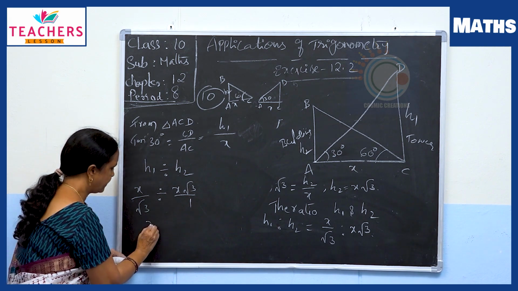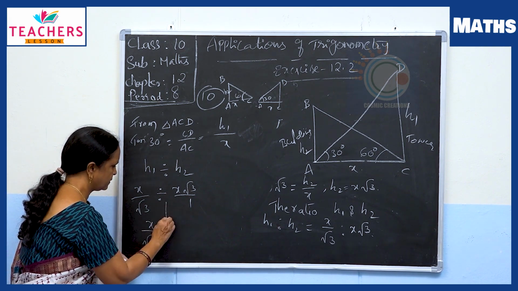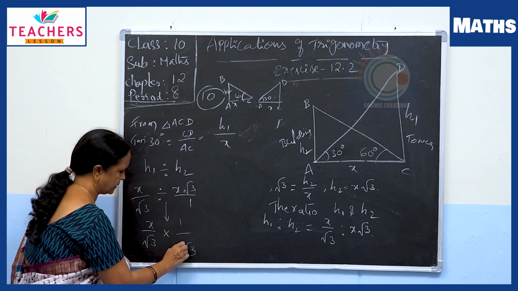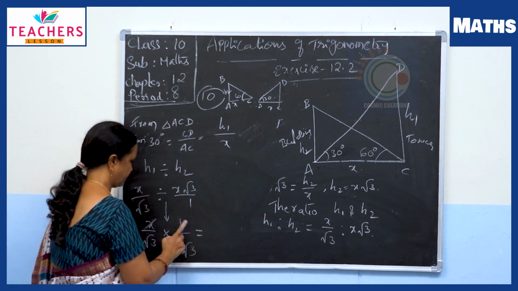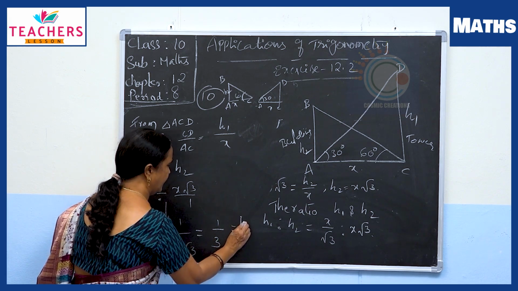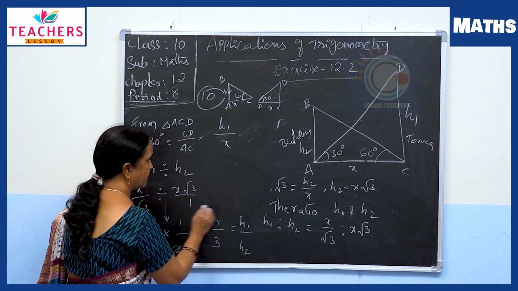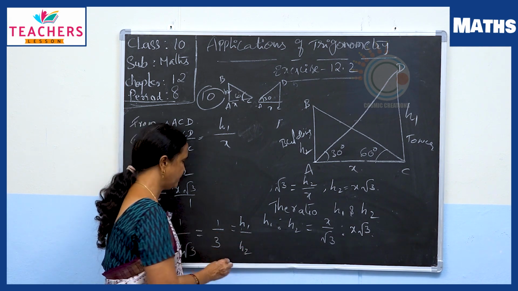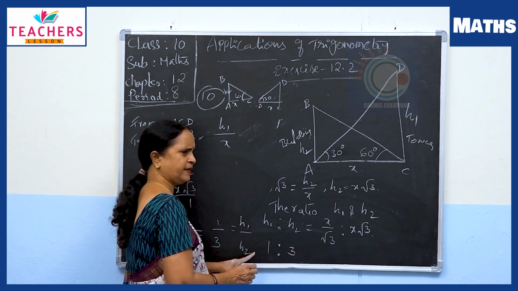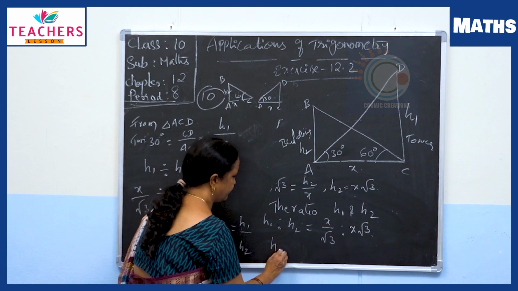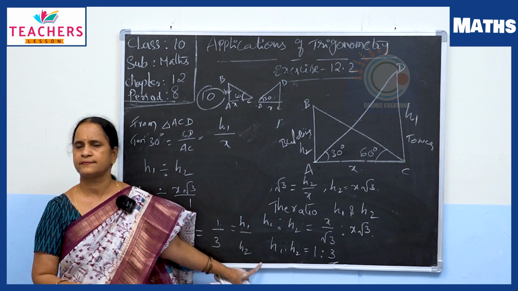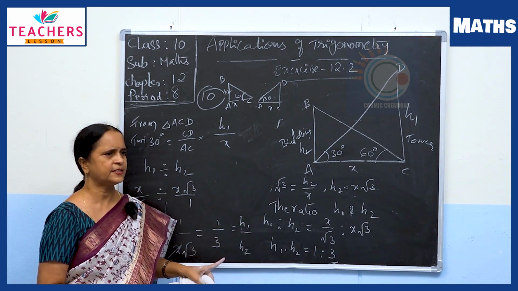I am writing here X by root 3 into 1 by X root 3. X gets cancelled. 1 by 3 is nothing but H1 by H2. So H1 is to H2 means 1 is to 3. Got it? Shall I write again? H1 is to H2 is equal to 1 is to 3. How easy, the simplification also.